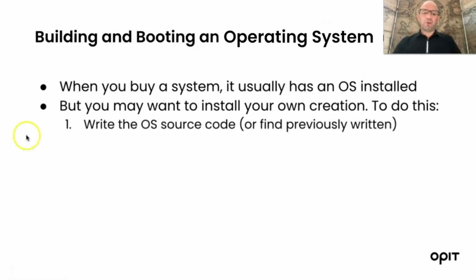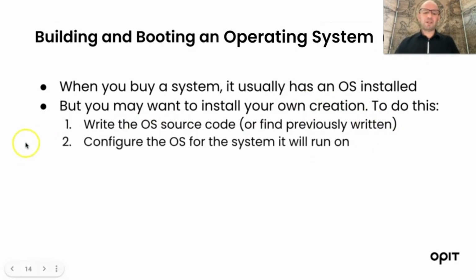So if you want to create your own, you can write the operating system source code, right? You can take Linux, for example, and start adding on your own modules or modifying modules that are there. So basically, you're just modifying C code. Or you can find previously written code that's already there. So that's the first step.